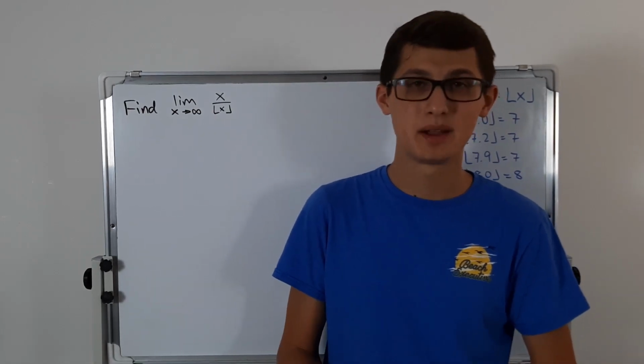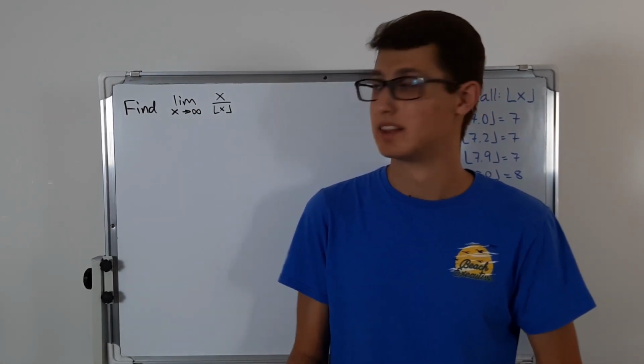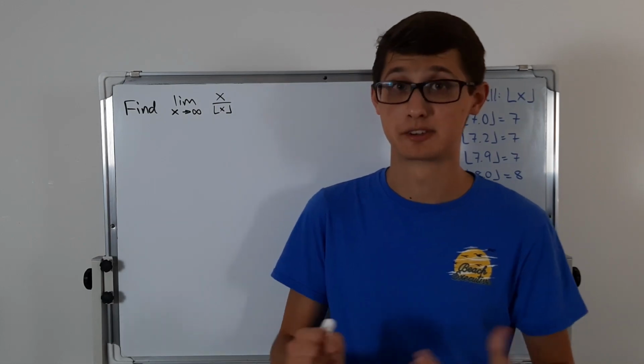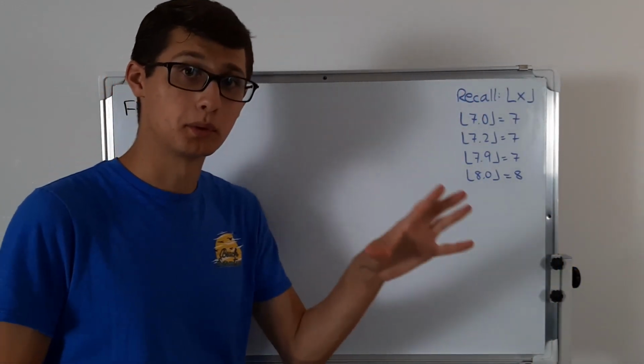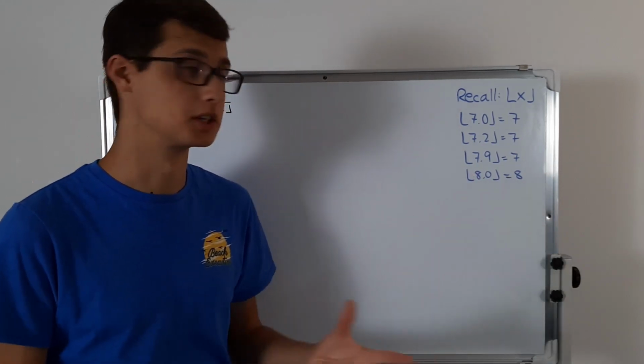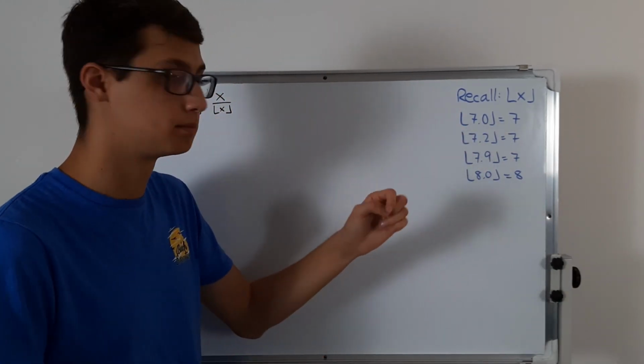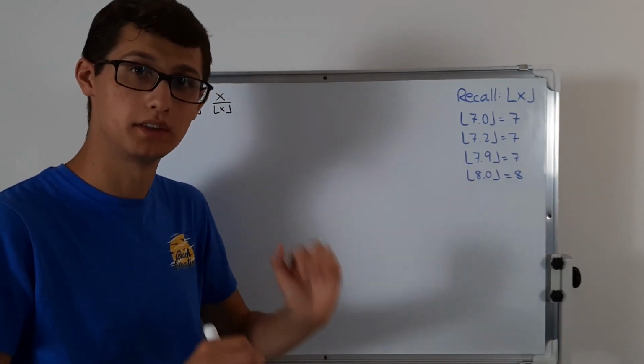Hey everybody, today we're going to be doing a limit problem. The limit in question is the limit as x approaches infinity of x over the floor of x. Before we begin, I just want to remind you what the floor function is, and it's a function that essentially rounds down to the nearest integer.